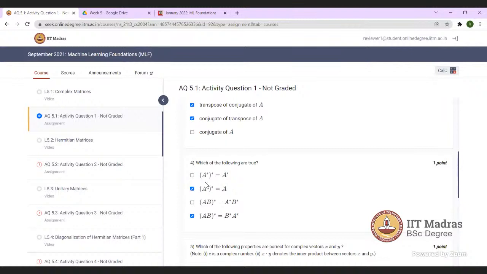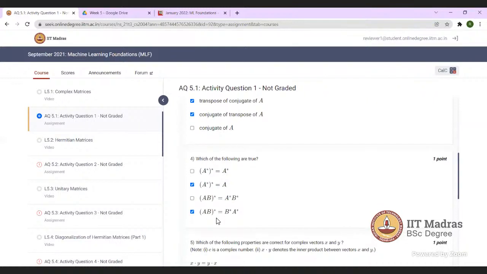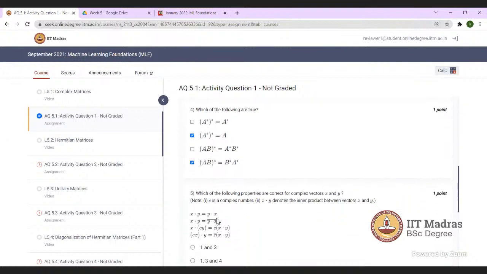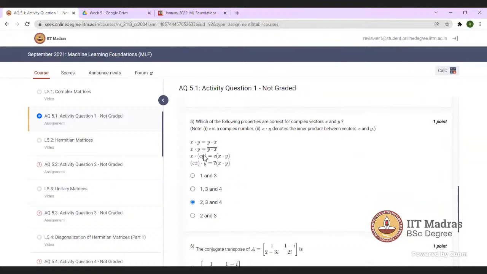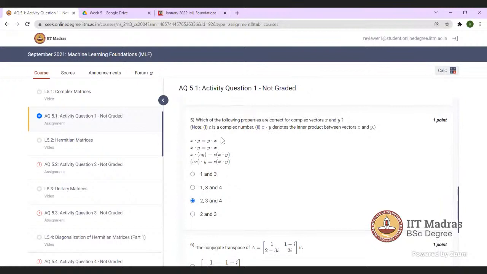So this is kind of easier, I guess. Okay, A star whole star equals A, and these are simple definitions which are proved by the professor. Okay, and these two we have discussed. x dot cy is not the same as cx dot y, where c could be a complex number. Okay, so question number 5 is clear.